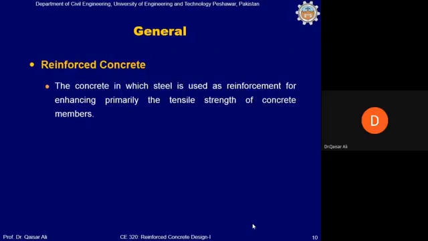Now, what is reinforced concrete? As I said earlier, concrete is a material composed of cement. Cement is a binding material, sand and coarse aggregate. Water is added to make a paste from cement, and then this paste will bind together sand and aggregate and will form a stone-like material, which is called concrete after hardening.